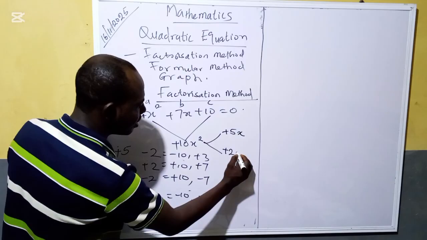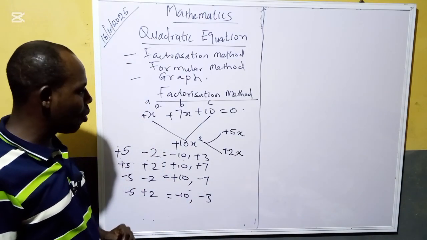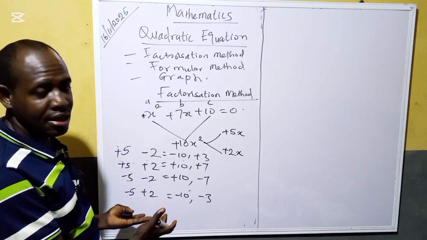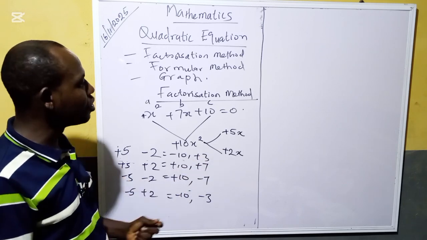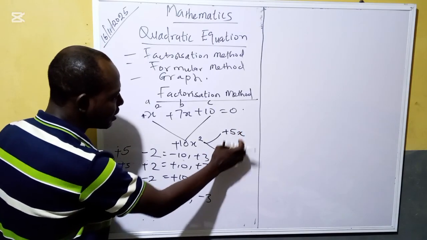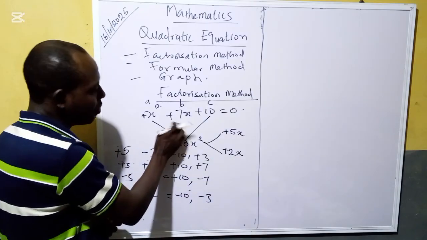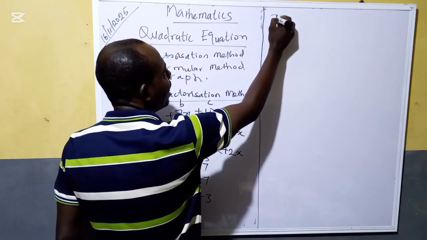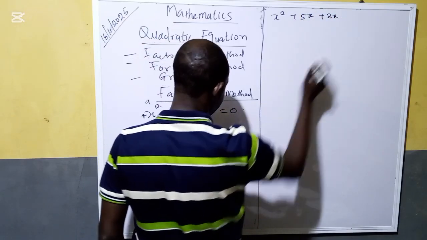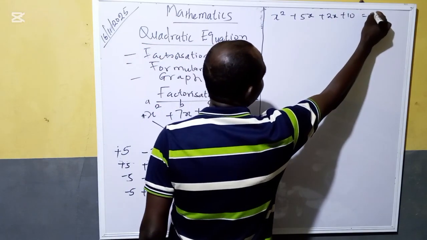Then put your x beside it. Hope you are following. Now I've gotten the two numbers that I'm going to use. Now, having gotten the two numbers, what then will you do? Then you use these two numbers to replace this plus 7, because plus 5 plus 2 will still give me plus 7. So now do it this way: x squared plus 5x plus 2x. Then you add the last number that is there, plus 10 equals to 0.